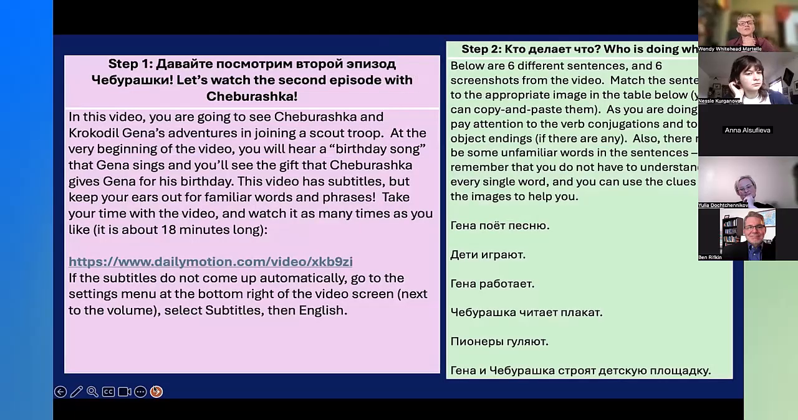Okay. So now let's watch the second episode with Cheburashka. You're going to see Cheburashka and Gienna joining a scout troop at the very beginning. This is the one where Gienna sings the birthday song.